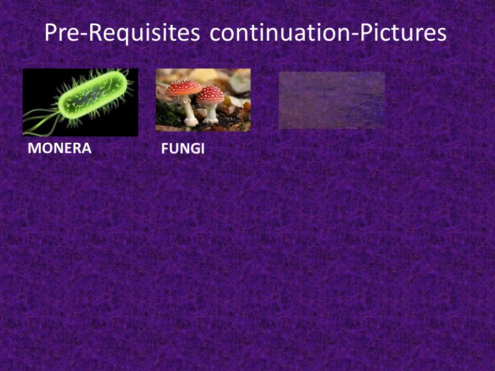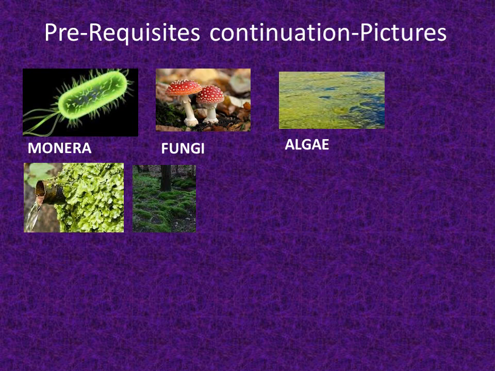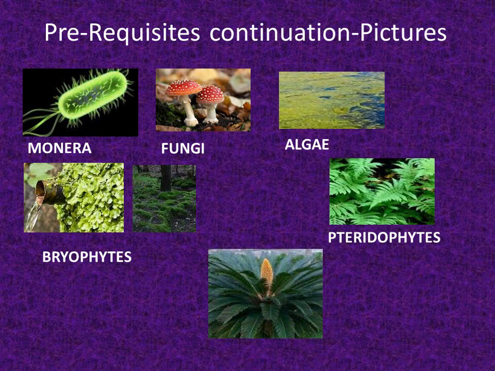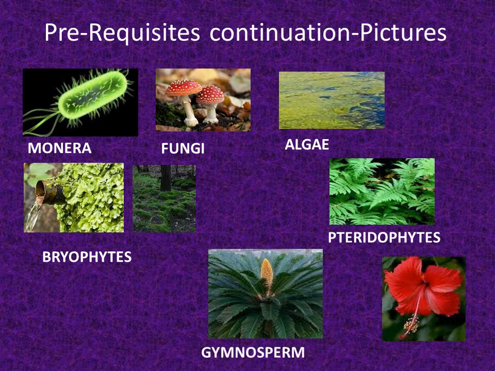Prerequisites. Pictures. Monera, fungi, algae, liverworts, mosses in bryophytes, ferns in pteridophytes, cycas as an example of gymnosperm. All flowering plants are called angiosperms.